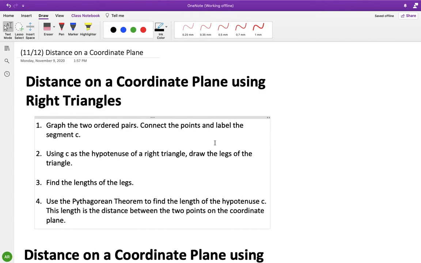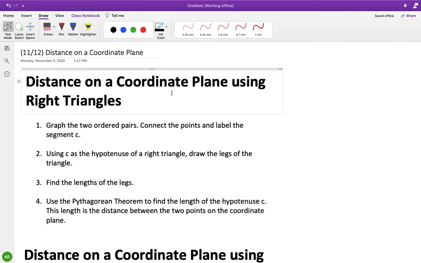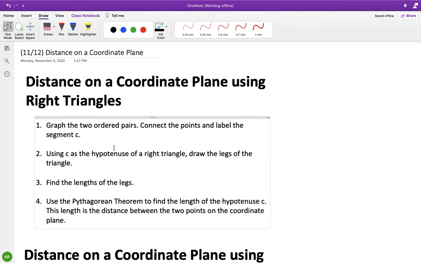All right, so distance on a coordinate plane using right triangles. Step one is graph the two ordered pairs, and then you're going to connect the points and label the segment C. So basically, you're going to put the 2 points on the graph and connect them using a straight line. That straight line, label it C. After, you're going to use C as the hypotenuse of a right triangle, and then you're going to draw the legs of the triangle. So the legs will be a vertical and then a horizontal line.